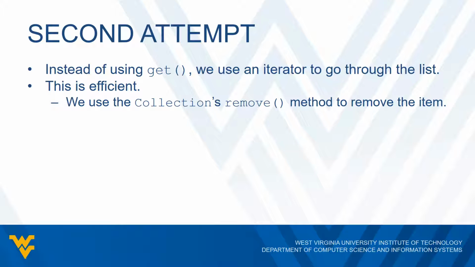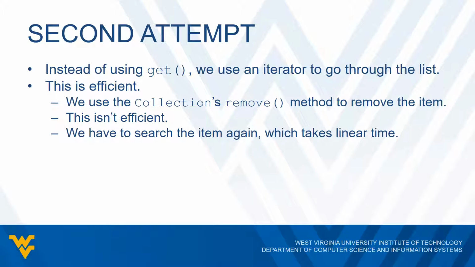But the problem here is that we're using the collections remove method to remove the item. And that's going to be some problems. Well, first of all, it's inefficient to use the remove method from the collection because we're doing list.remove. We're not doing the remove method from the iterator. And well, that's because we're going to have to search the item again. The remove method doesn't know exactly where it is, so it has to search the whole thing. So that's going to take linear time.